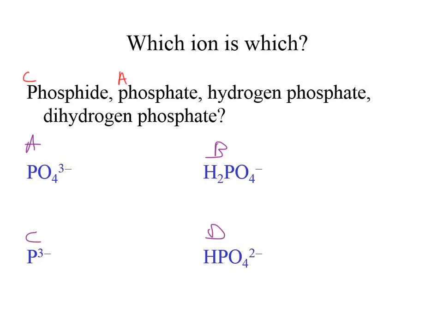Quaid, how about hydrogen phosphate? B. Nope. Then D. What's that? Then B. Did you say D or B? I said B, but it's not B. Oh, okay. It is D. Hydrogen phosphate. And then the last one, Shelby. It is B.